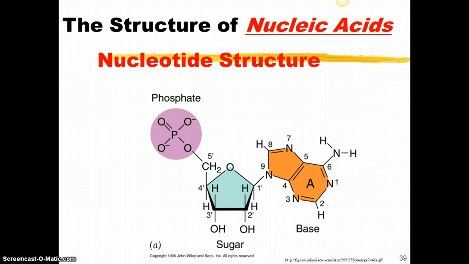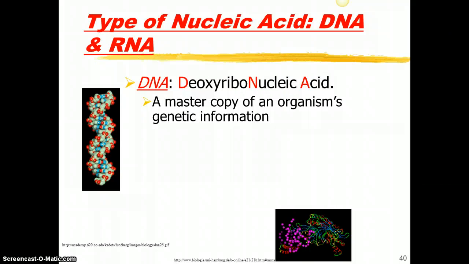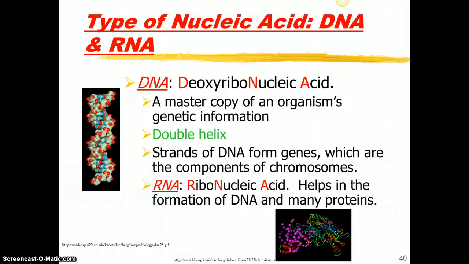Remember, this is the diagram we talked about in class. Your phosphate group's always your circle, your sugar in the middle, and then your bases will be on the end. So DNA stands for deoxyribose nucleic acid, and it's a double helix. The strands are formed from your genes and your chromosomes, which give you your traits. Your RNA is ribonucleic acids, and the difference between these two things are the sugars, and that's how they're named, by their sugars.